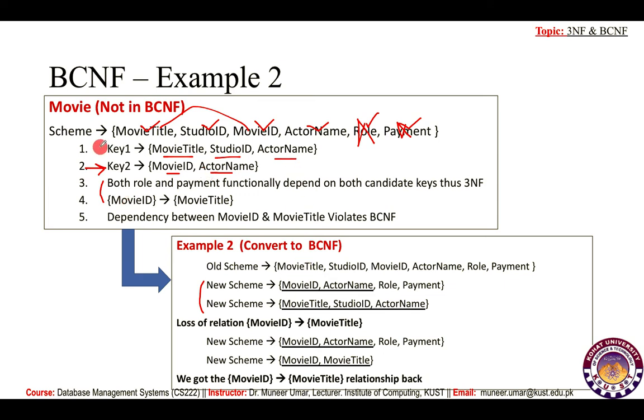For the second table, we are going to take the second key. Actually this one is key 1, so we are going to use key 1 for the second table, and here we will have movie title, studio ID, and actor name. So all these attributes are covered either by the keys which are made primary key or the attributes attached with these keys in the new scheme. So here we are losing one relation, that is movie ID determining movie title in these two tables. So we can create some additional schemes too, that is we can give the movie ID and movie title a separate table. So with the help of this table we will get this relationship back, so the relationship is preserved.